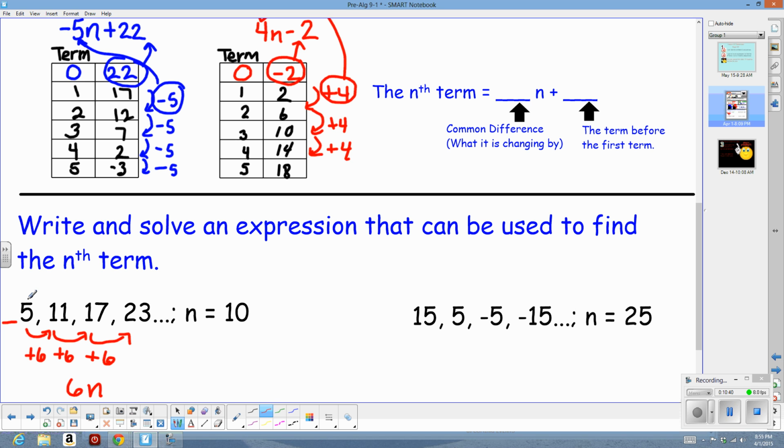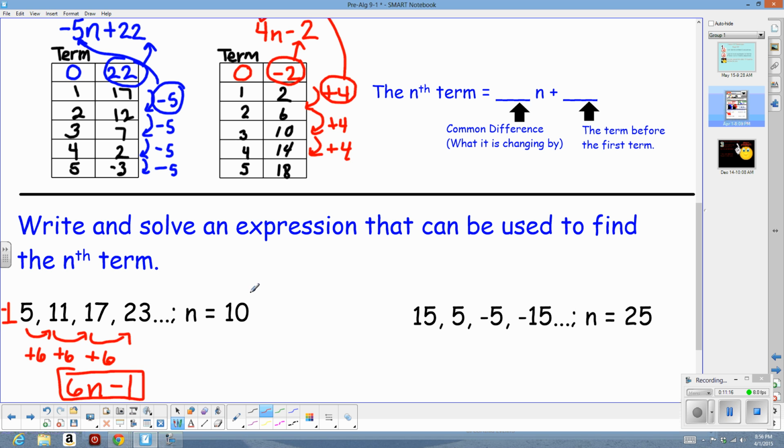Well, 6 times 1 is 6, but I'm supposed to get 5. And 6 times 2 is 12, but I'm supposed to get 11. That leads me to believe I should be subtracting 1, and I can tell for sure by going back to this term before the first term. If I went backwards, instead of adding 6, I would take away 6, and I would end up at -1. Now this right here is the expression to find the nth term.